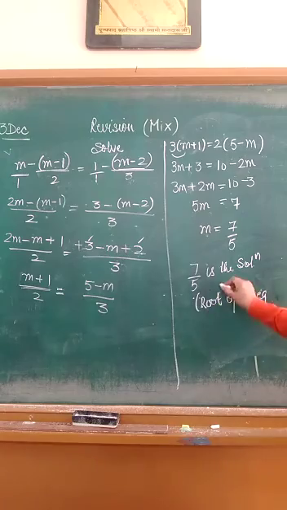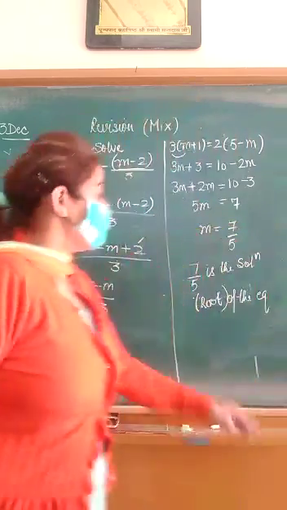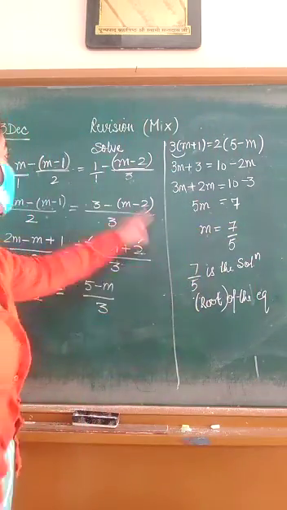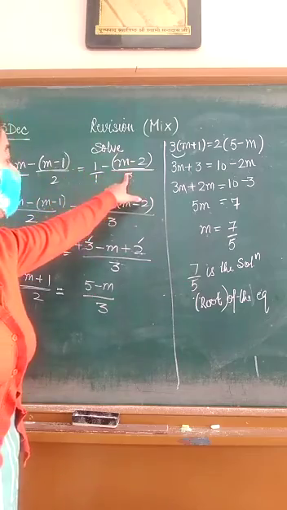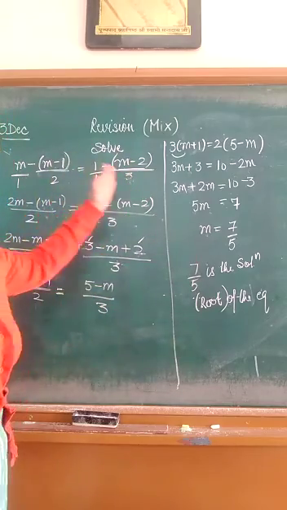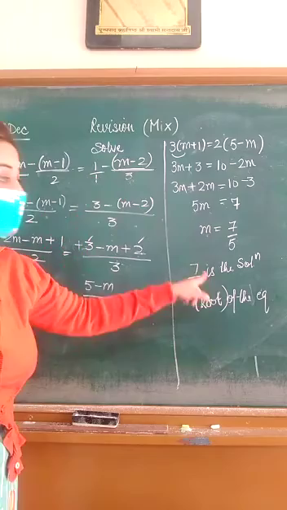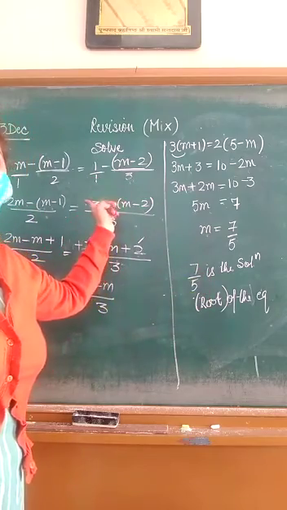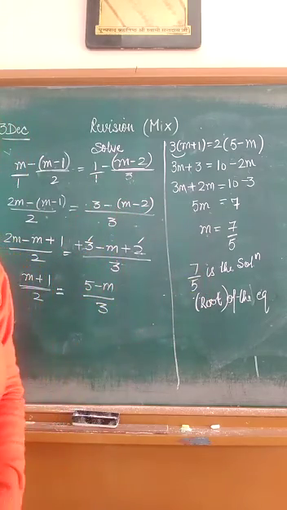Why is it called the solution or the root of the equation? Because when you put this value 7 by 5 in the left hand side and on the right hand side, you will definitely get the same answer. That means this is the solution of the question, or you can say root of the question.